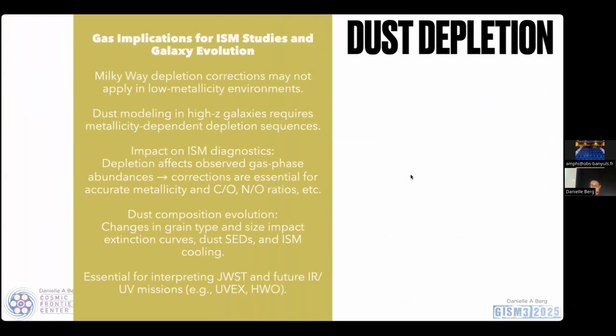Okay, so just a quick summary of that. These depletion corrections don't follow the Milky Way, we need to understand them at low metallicity, especially for high redshift. We need to understand what is depleting and how much, to understand the total gas phase abundances in our galaxies, to understand the history of what's happened there. And we have to understand if the composition and the shapes and the sizes, everything like that, is changing. This is all really important.